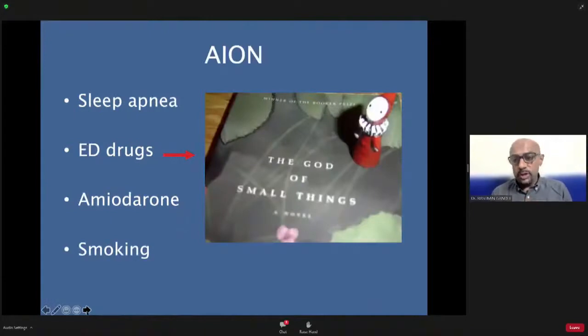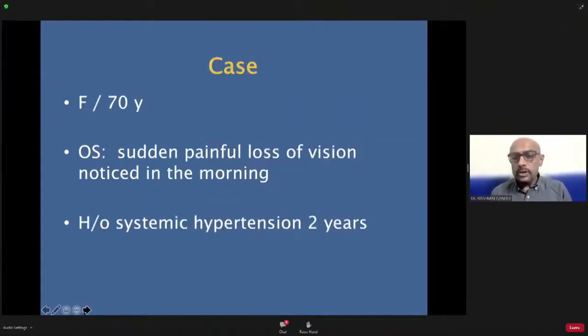So what can we offer to this patient with the non-arteritic AION? Sleep apnea should be treated, drugs like Viagra should be avoided in males, amiodarone should be substituted, and smoking should be stopped.